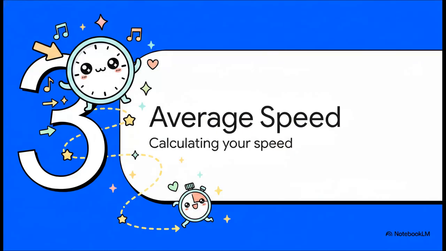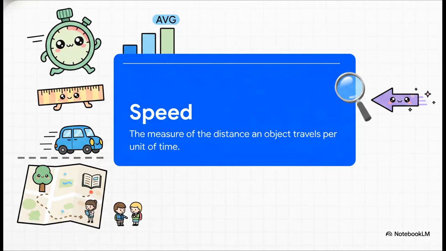All right, let's jump into Section 3, calculating your average speed. Now that we've mapped out our paths, we need to bring a clock into the mix and figure out exactly how fast our position is changing. Speed is simply the measure of the distance an object travels per unit of time. It's a ratio. But think about any real-world trip, like walking from the park to the library. You don't move at a robotic, unchanging pace.